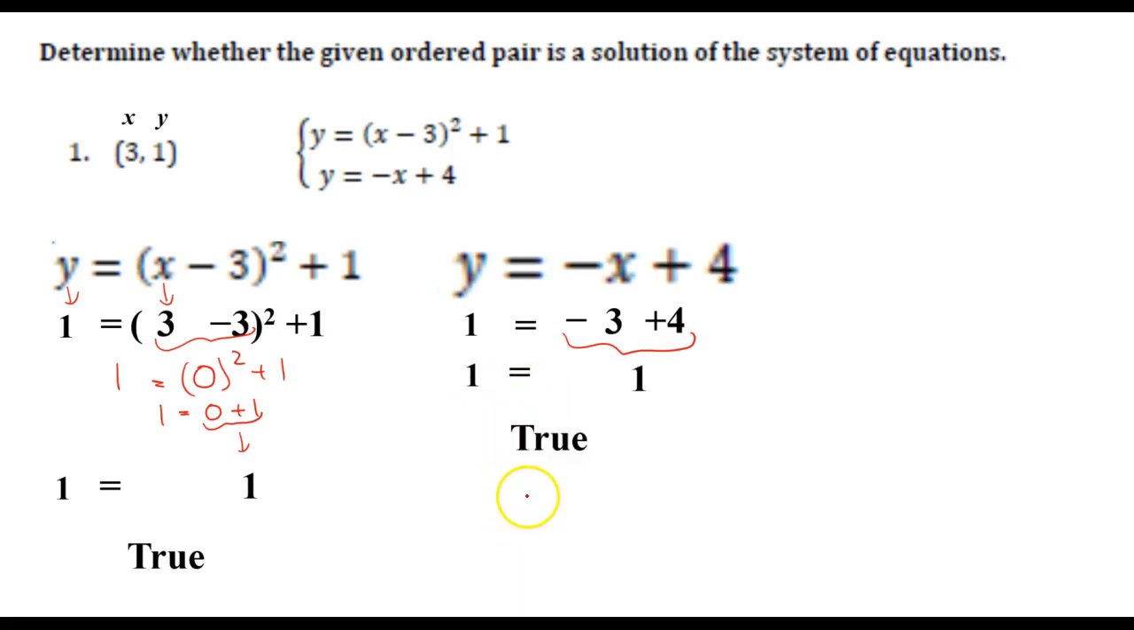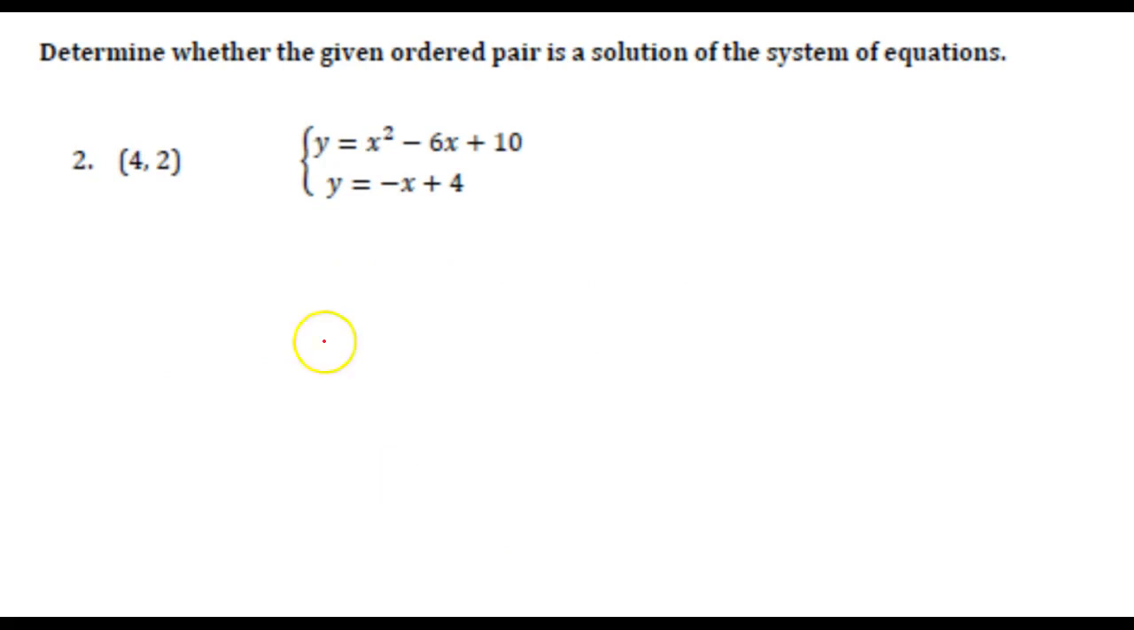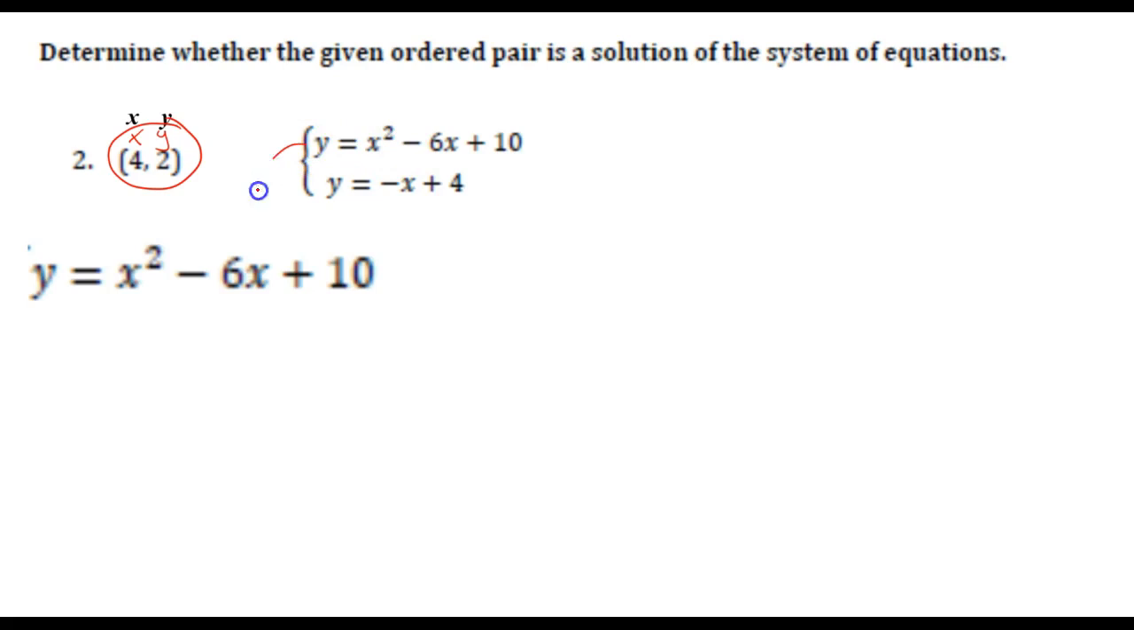It is true, so that means that this would be a solution. Yes, it's a solution. We got 2 trues. Let's move on to the next one. So again, for 2, let's go ahead and label x and y. As you can see, I did that already. Let's go ahead and write down our first equation, and we will write down our second equation second.